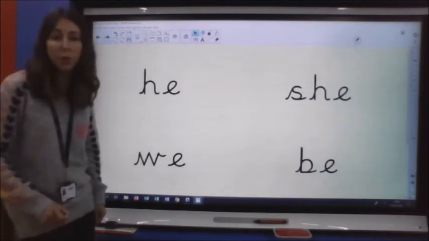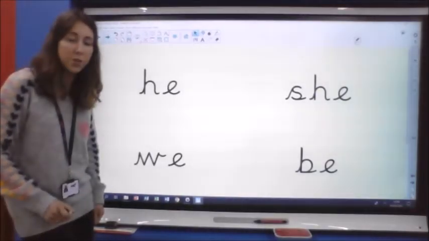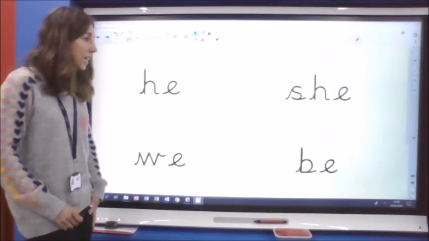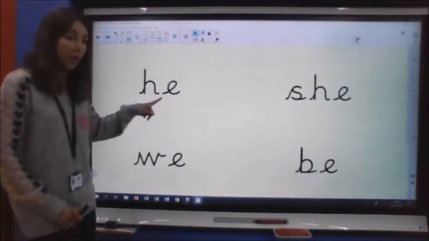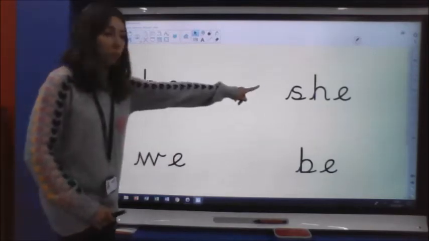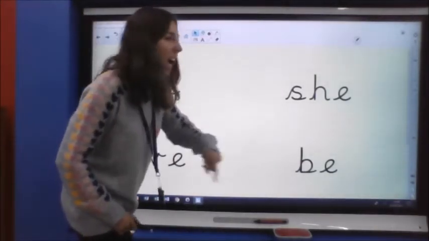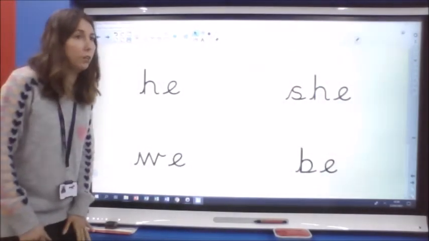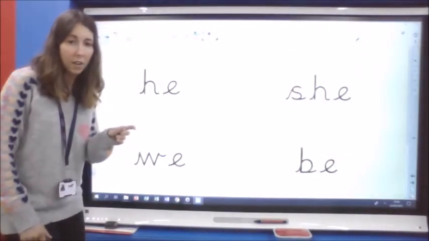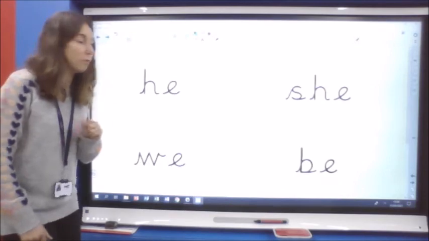Okay, we know these ones, don't we? These are our tricky words. But in these tricky words, letter E makes the E sound all on its own. This one is he, we, she, and be. Very, very short words that we definitely know how to read and hopefully spell. And the letter E goes at the end to make the E sound all on its own.